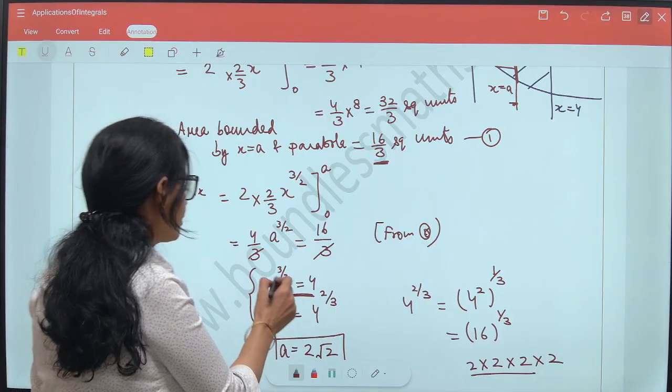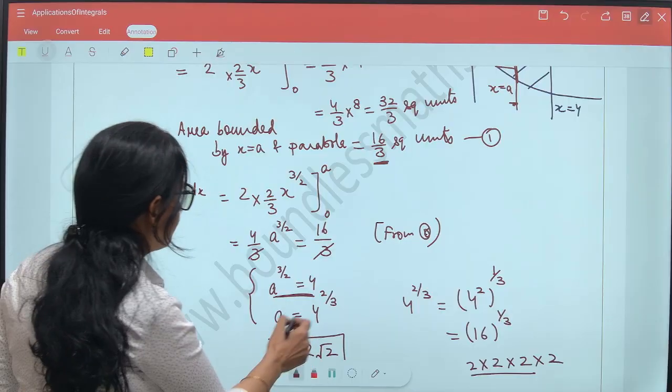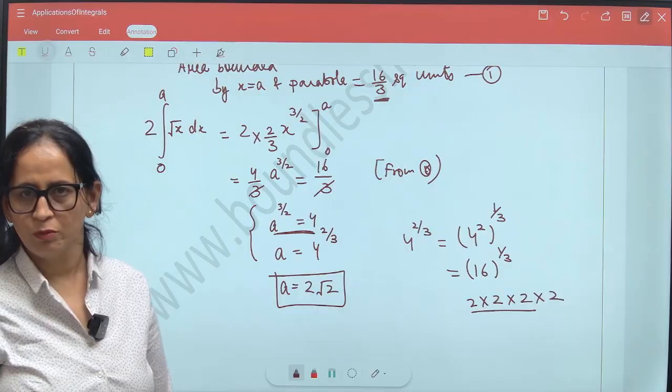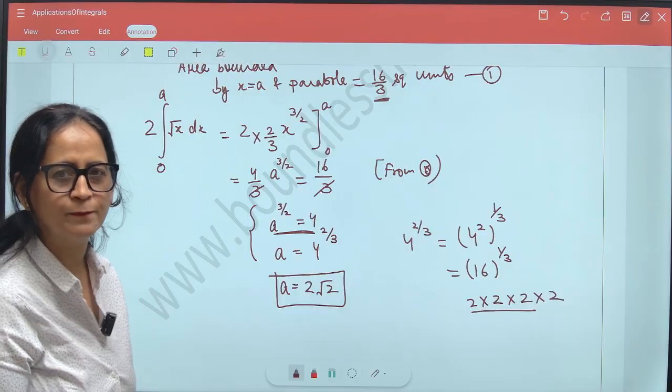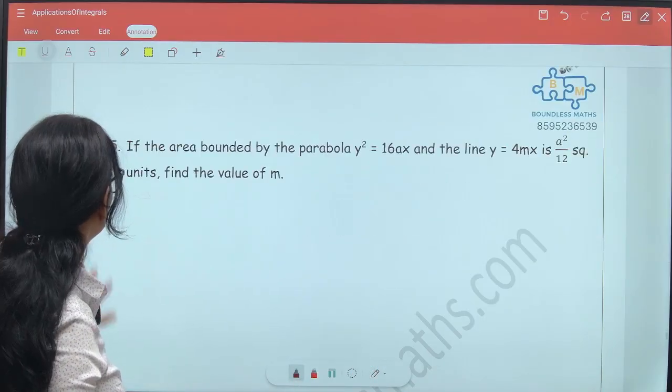So that means because the exponent was 3 by 2, you take 2 by 3 power of both the sides. So it becomes a equals 4 to the power 2 by 3 and eventually the value of a is 2 root 2. Understood? Clear? Great. So let's move to the next question.